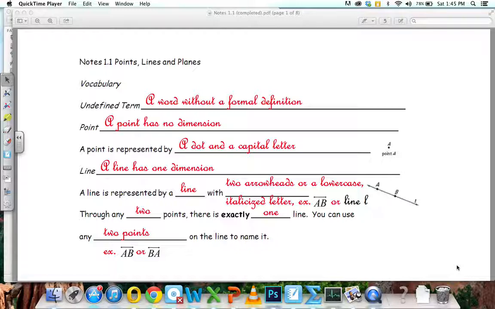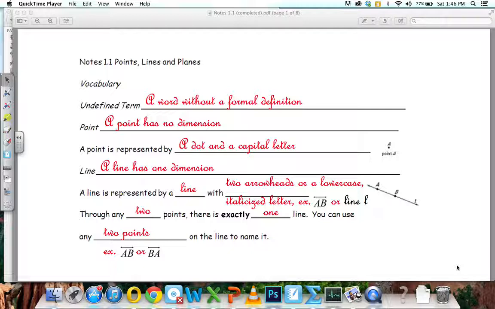A point, although it doesn't have a definition, we can say about it that it has no dimension. It doesn't have a length, a width, a height. When we draw a point, or when we want to represent a point in mathematics, we do it with a dot and a capital letter. And it's going to be important that you label all your geometric figures correctly. So when you're telling me a point, I expect to see a dot and a capital letter.